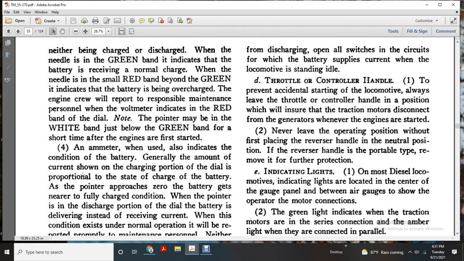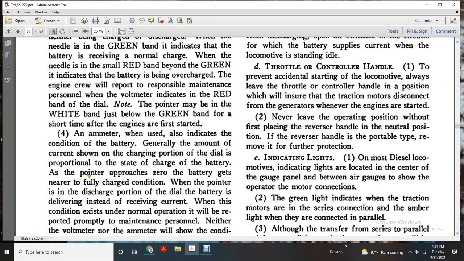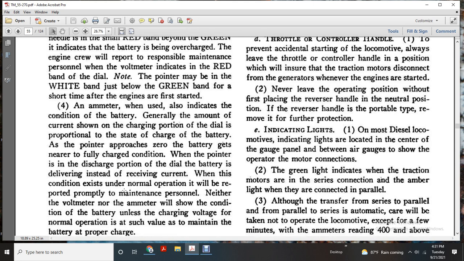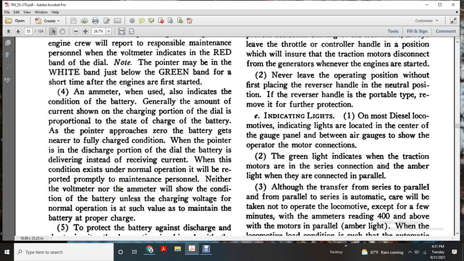As the pointer approaches the zero point, the battery gets nearer to fully charged. If the pointer is on the discharge side of the dial, the battery is delivering current instead of receiving it. When this condition exists, it should be reported to maintenance personnel.